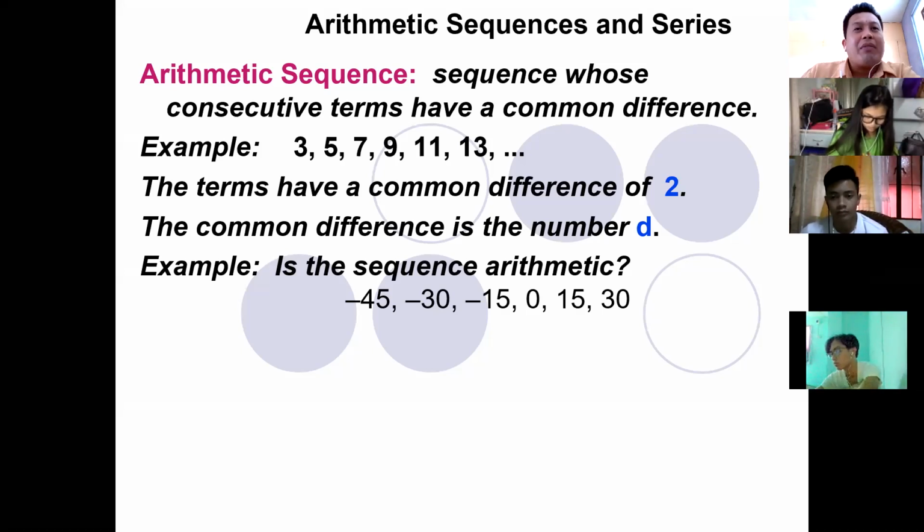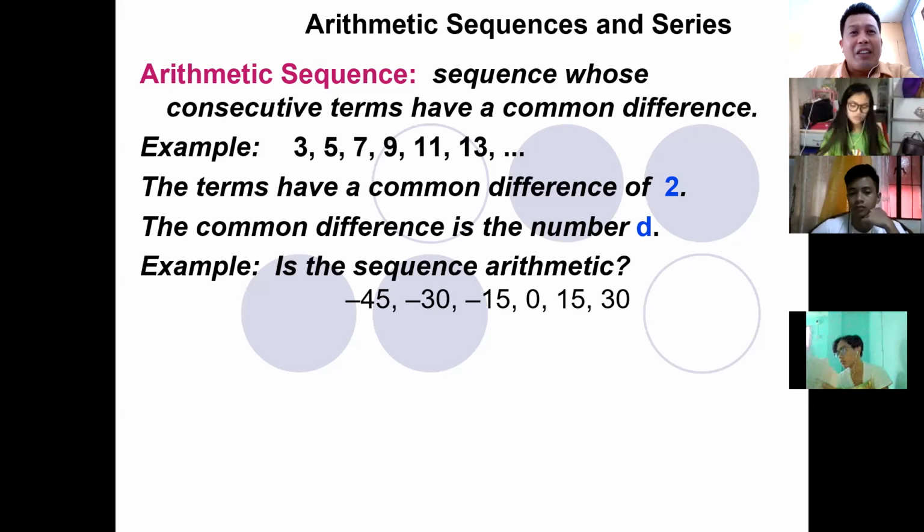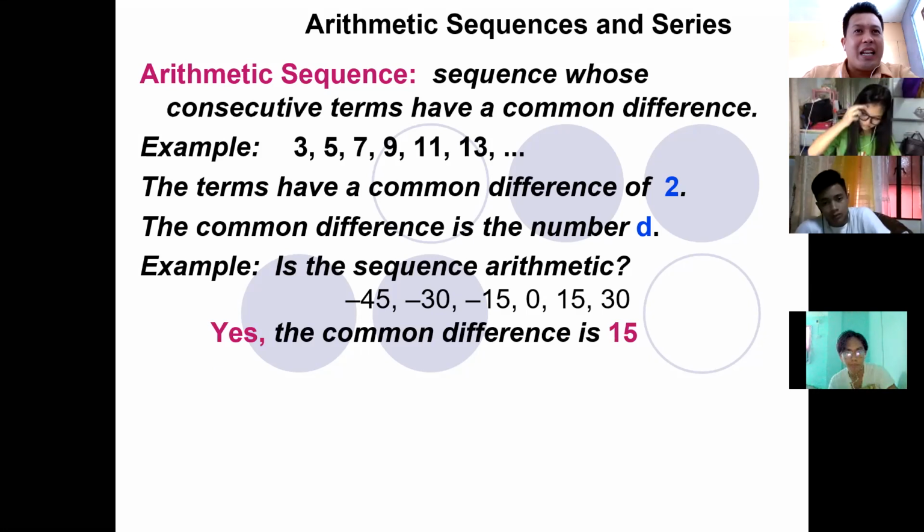So we have negative 30 minus 45. What is the common difference? Positive 15, right? Negative 15 minus negative 30, still positive 15. 0 minus negative 15, still positive 15. Therefore, the sequence is an arithmetic sequence, and the common difference is positive 15.